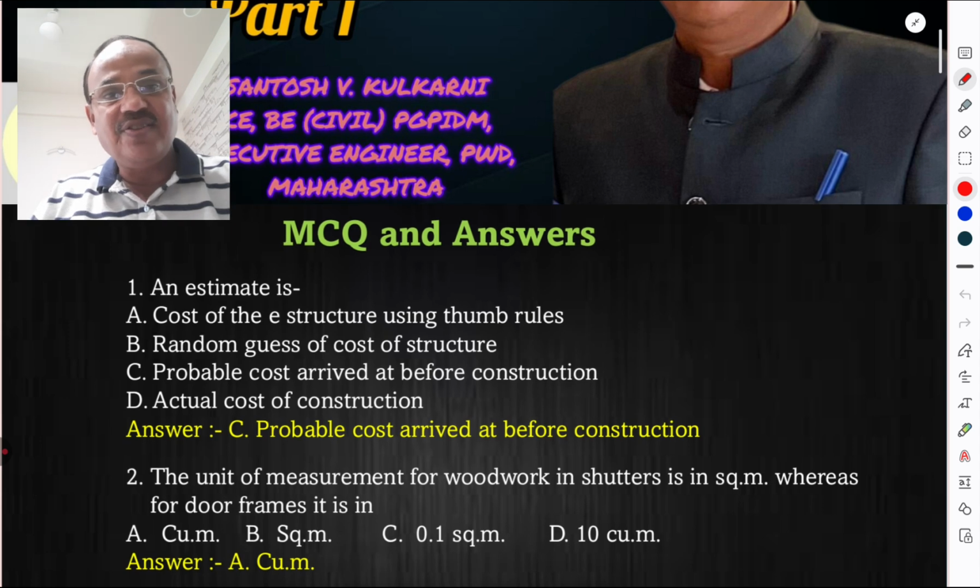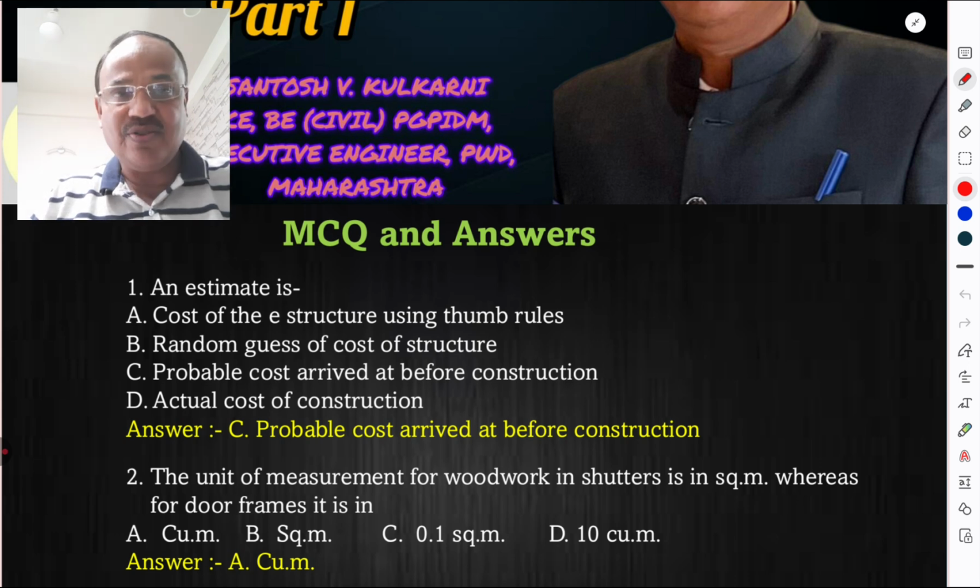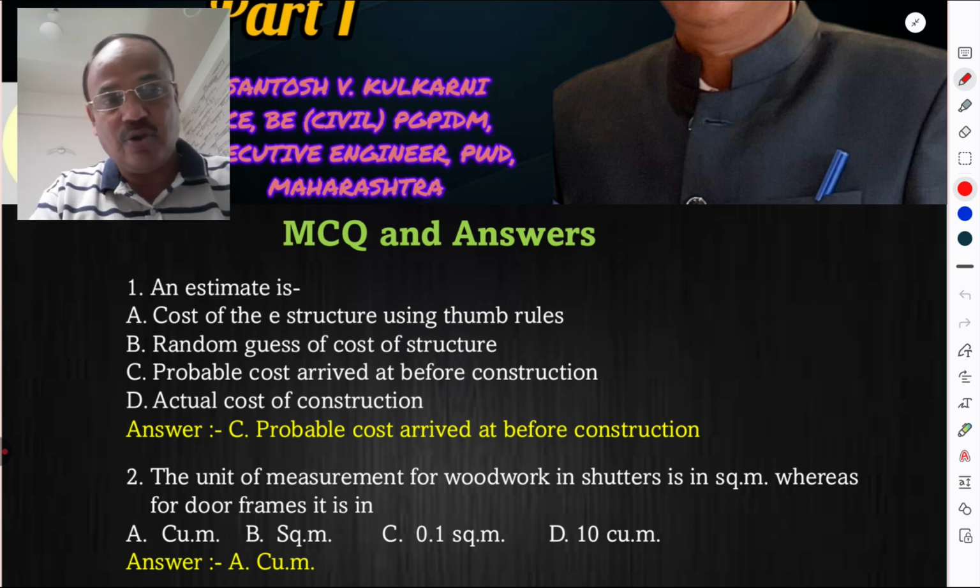The first question is, an estimate is A. Cost of the structure using thumb rules. Random guess of cost of structure is option B. Option C is probable cost arrived at before construction, and D is the actual cost of construction. Estimate means always the probable cost arrived at before construction. One must know that every estimate is an estimate. It is not an exact cost, it is the probable cost.